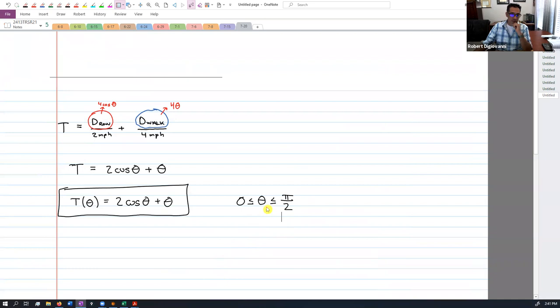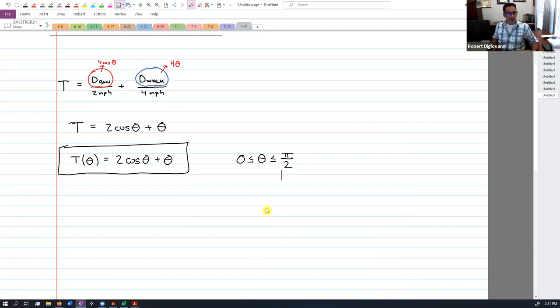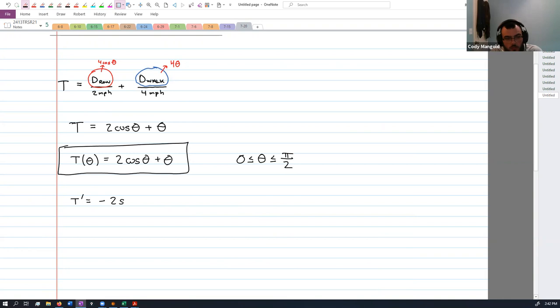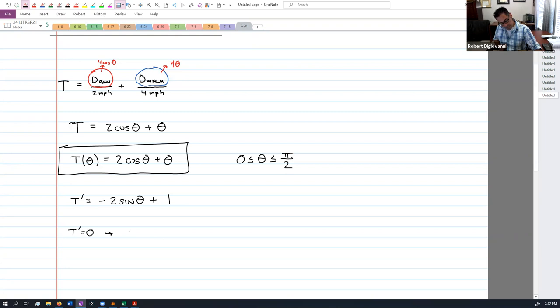But now it's derivative time. Y'all ready? This is the closed interval method. What is the derivative of this? Negative 2 sine theta plus 1. We're taking the derivative with respect to theta. When is this zero? Set that equal to zero and move things around. Negative 2 sine theta equals negative 1. So sine theta is a half.